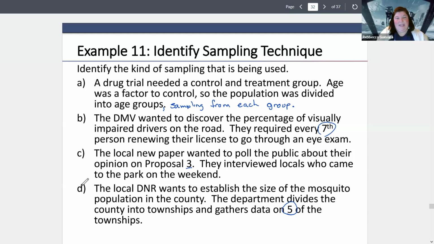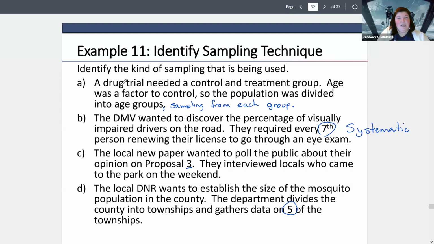So we're going to skip A and D for right now because those ones are a little more complicated. So B, that's the easiest. We're picking every 7th item. This is systematic. All right, so then if we go back to A and D, sorry.